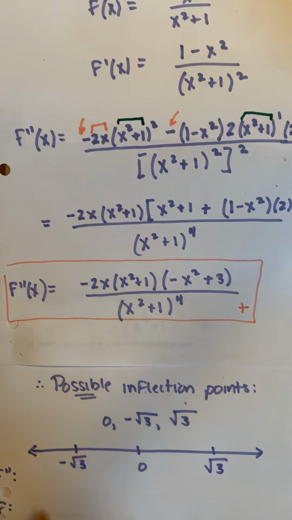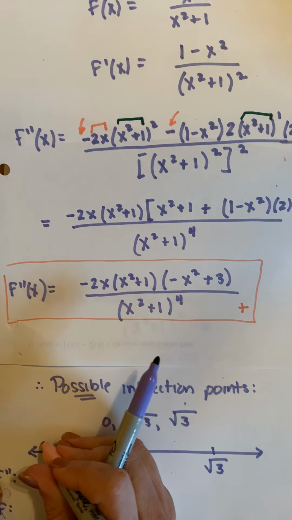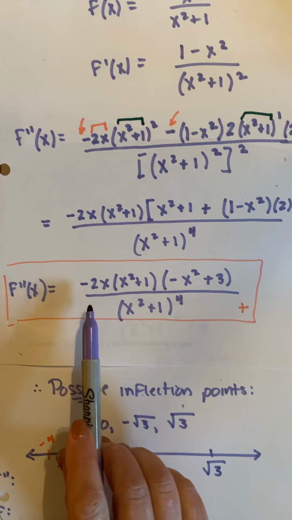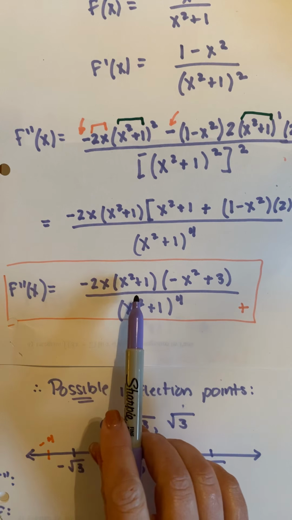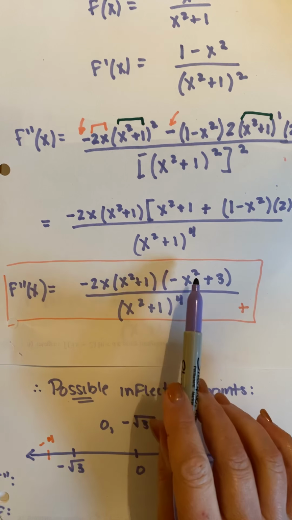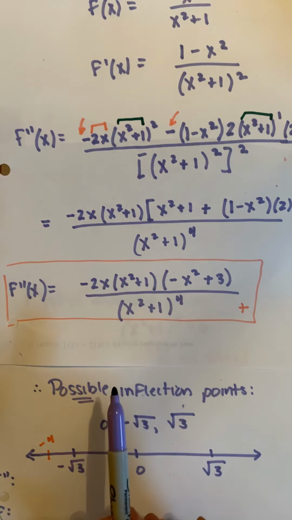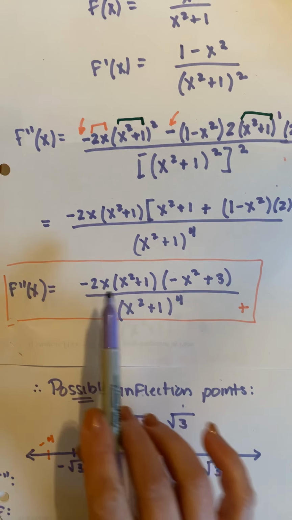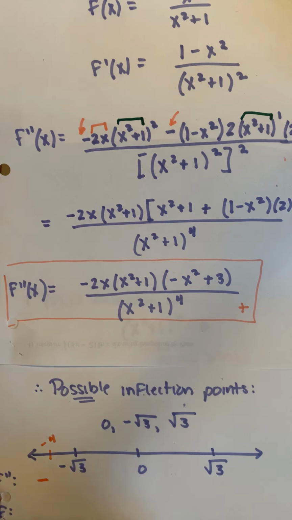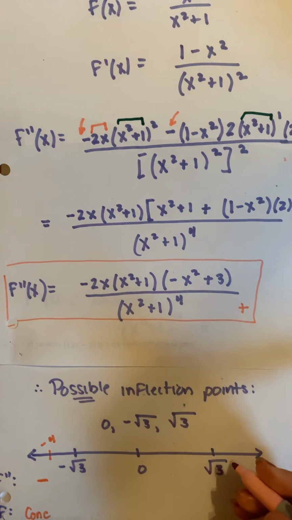So I'm going to pick my favorite number to the left of negative square root of 3. Negative square root of 3 I know is less than negative 2, so I'm going to say negative 4 for safety. So if I put negative 4 in here, this is going to become positive 8. This is positive, and then negative 4 is going to be negative 16, right? Because negative 4, we square it first, we get positive 16. Negative 16 plus 3 is negative 13, so positive, positive, negative. I know the second derivative is negative to the left of negative square root of 3, so this is going to be concave down.